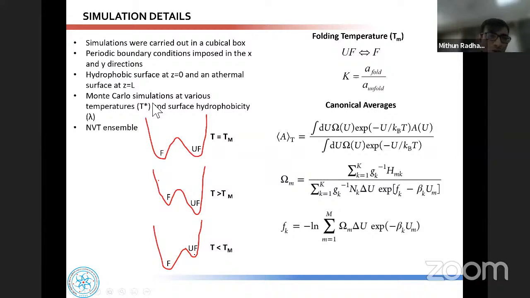And we do Monte Carlo simulations at various temperatures and surface hydrophobicities. And we use a technique called weighted histogram, right? From there, we combine all the data from different lambdas, surface hydrophobicities and temperatures. And finally, we are able to calculate the free energy, right?